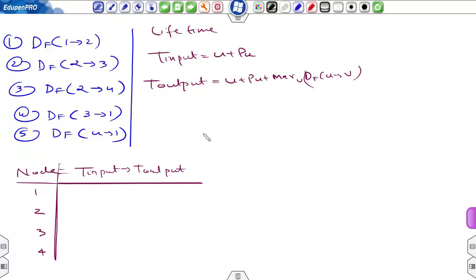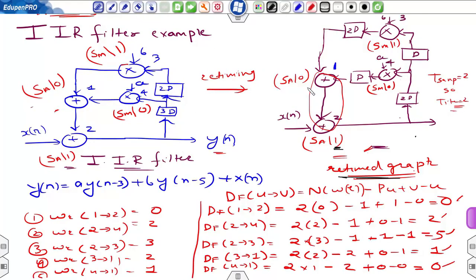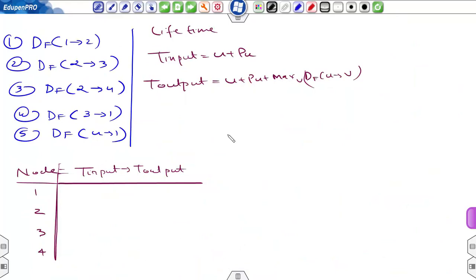Starting with calculation of lifetime, it can be calculated by the formula T input is equal to U plus PU, and T output is given by U plus PU plus max df u to v. Okay, so one by one we will calculate lifetimes. For node 1, which is an adder, U is 0 and PU is 1, so T input is 1, and T output is U plus PU plus max df u to v. U plus PU we have already calculated as 1.